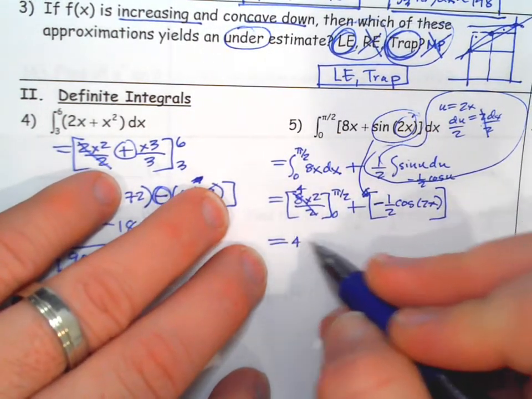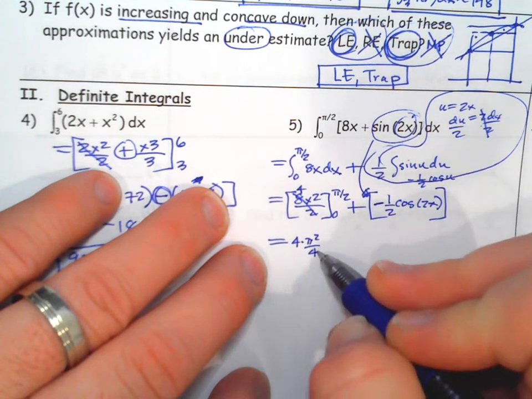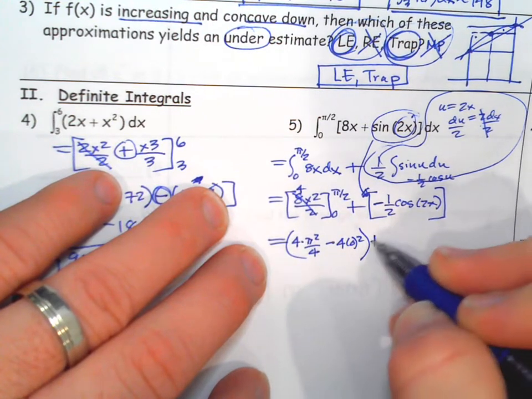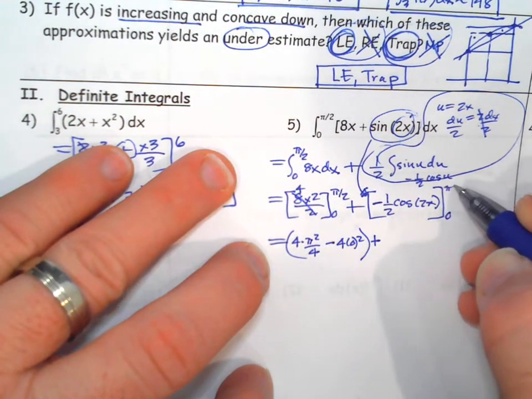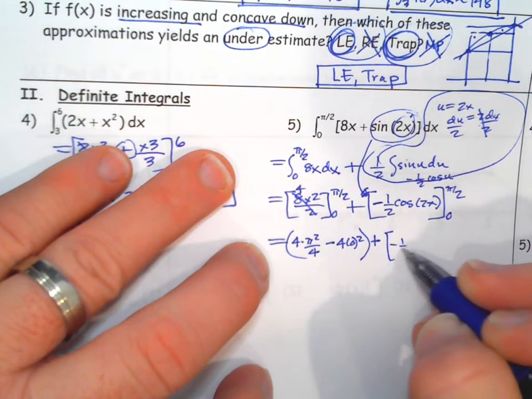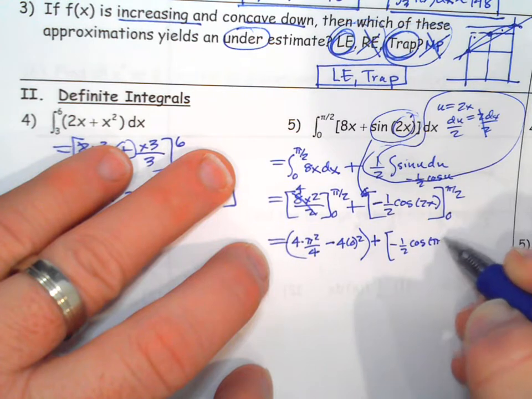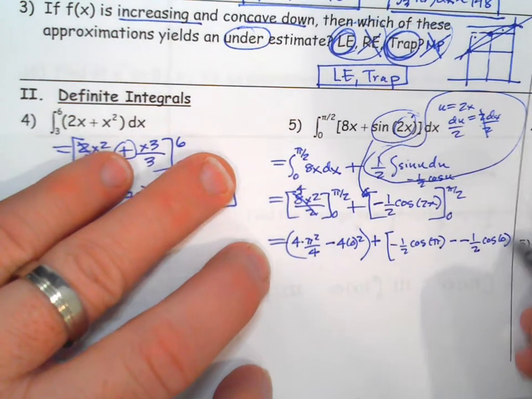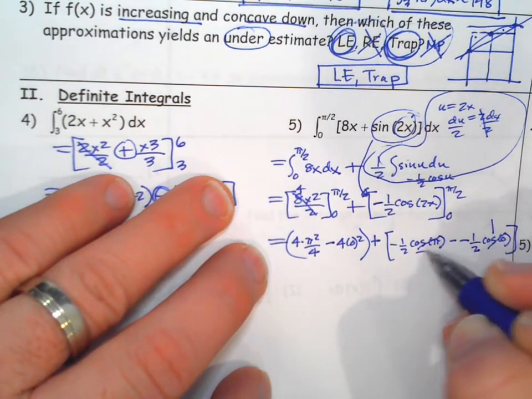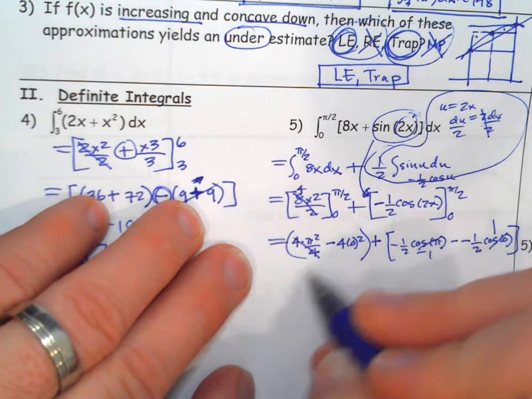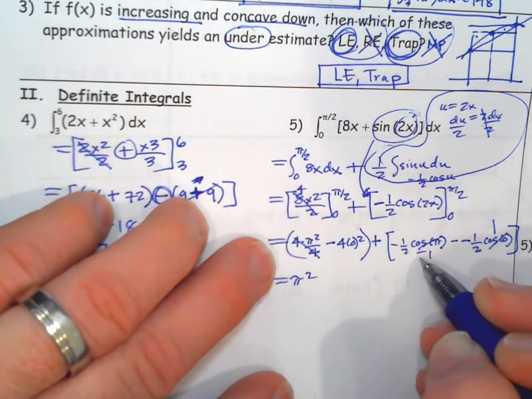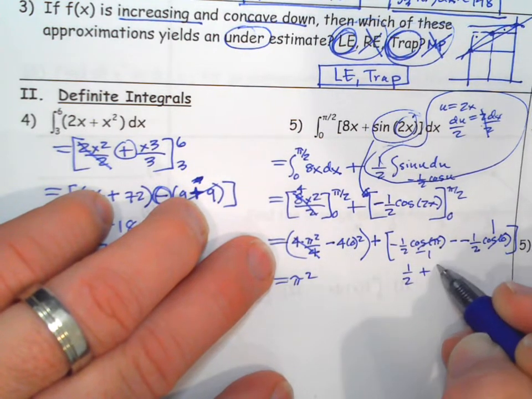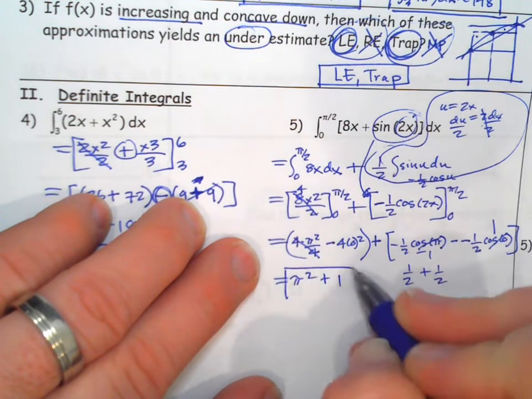So this is going to be 4 times pi squared over 4 minus 4 times 0 squared, plus negative 1/2 cosine of pi minus 1/2 cosine of 0. Cosine 0 is 1. Cosine of pi is negative 1. So this is going to be pi squared, plus positive 1/2, and positive 1/2. So that's going to end up being pi squared plus 1.